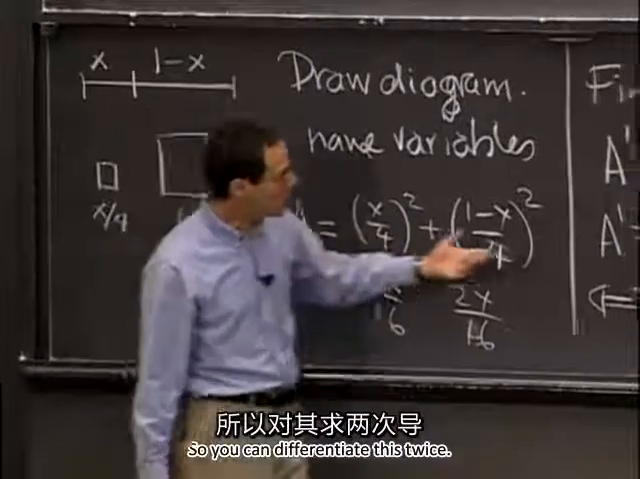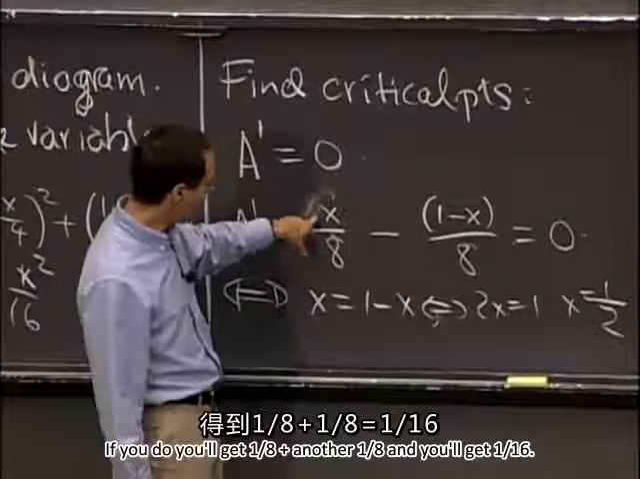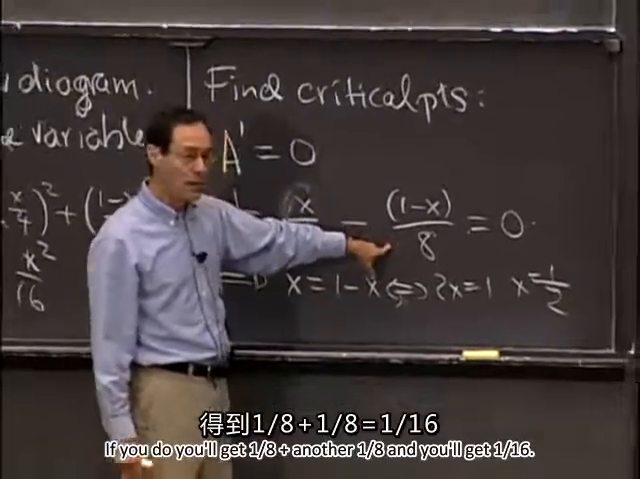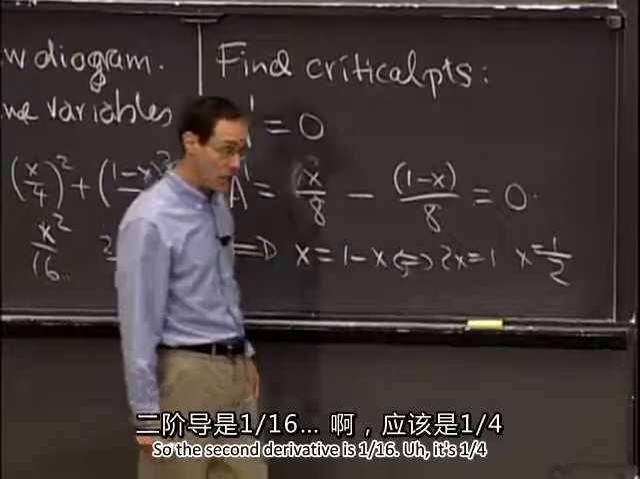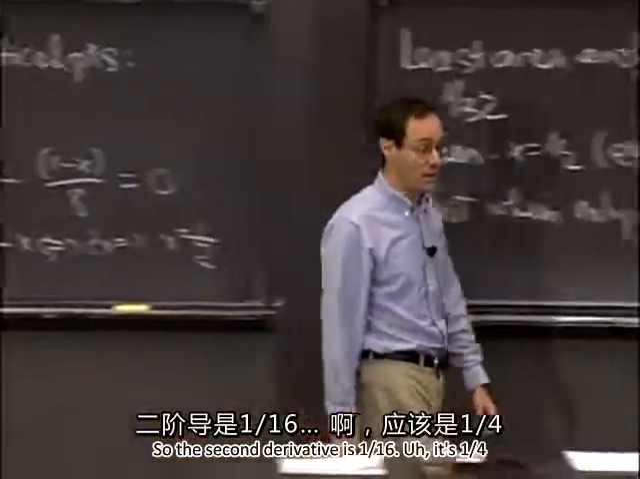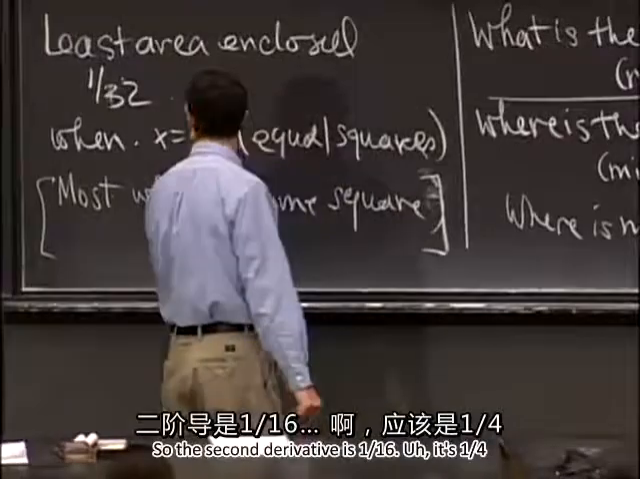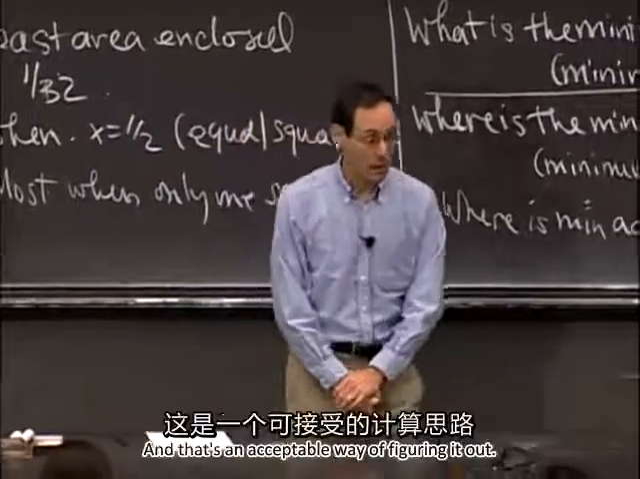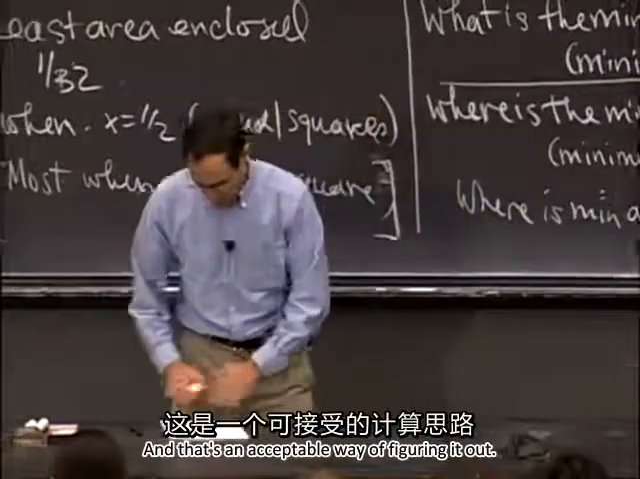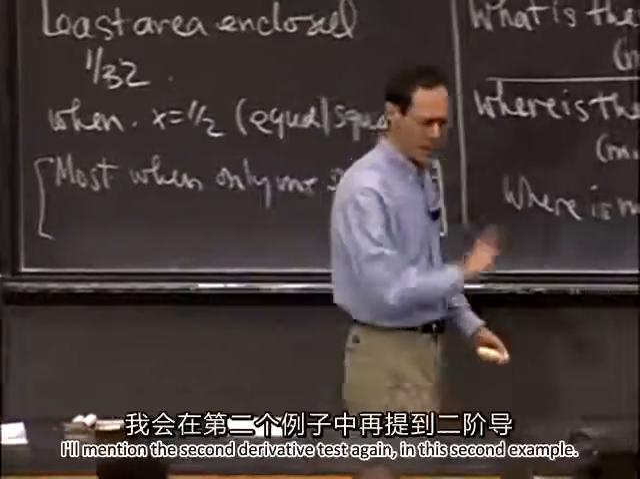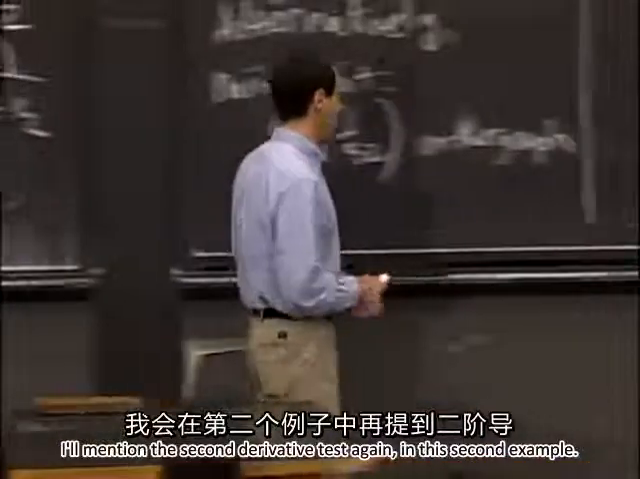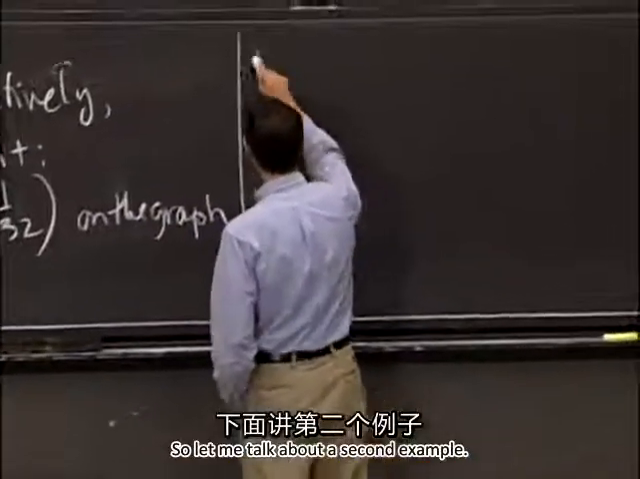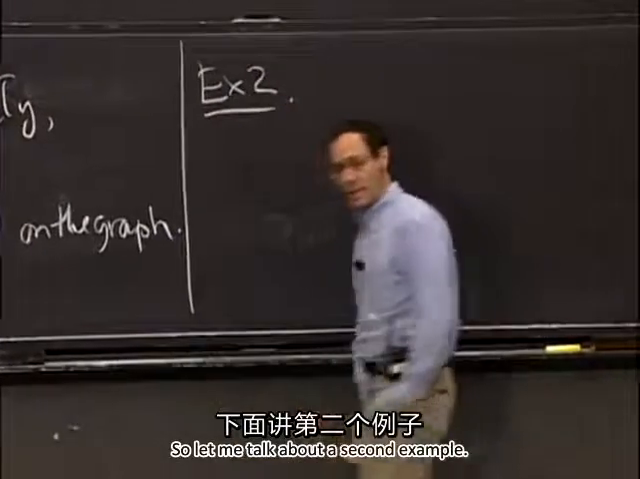So you can differentiate this twice. If you do, you'll get 1/8 plus another 1/8, and you'll get a 1/4. So the second derivative is 1/4. And that's an acceptable way of figuring it out. I'll mention the second derivative test again in this second example. So let me talk about a second example.